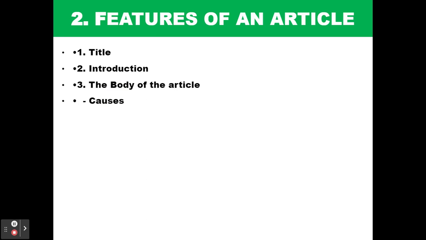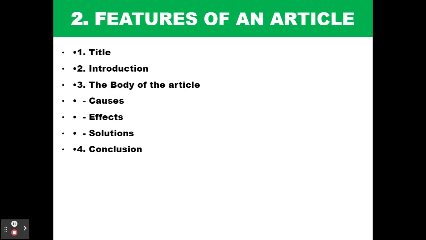Then, under the body of the article, usually the content should include the causes of the social problem, because in most articles for publication in a national daily, you might be asked to discuss a social problem. So if that is the case, then the body of the article should discuss the causes, the effects, and the solutions, depending on what the question requires you to do. Sometimes you might be asked to discuss the causes or the effects or the solutions or a combination of all or some of them.